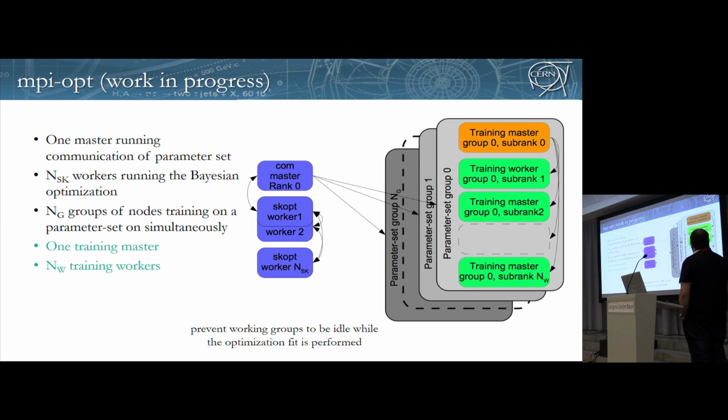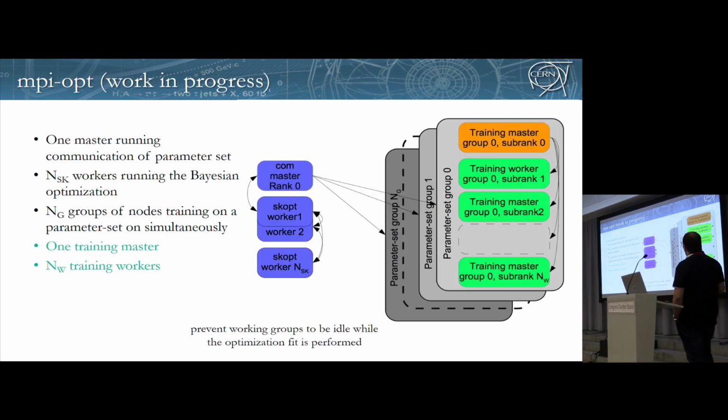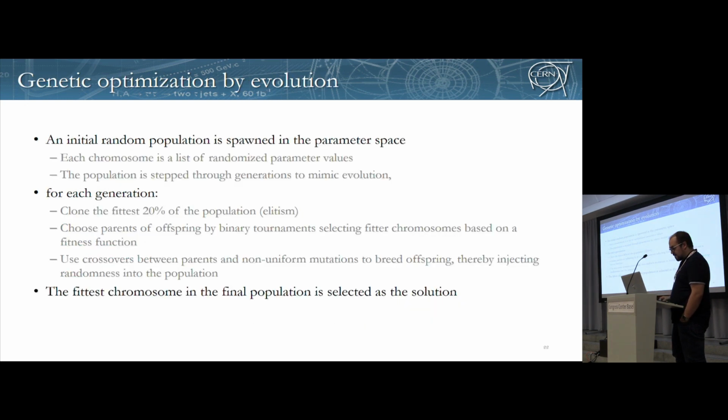Then one more work in progress. All the previous approaches are also limited by the fact that the computation of the next parameter set might take some time. So you might want to offload the computation to some SK-opt workers, so the parameter set groups are never idle. They can get a new parameter set to work on pretty soon. This is to optimize load balancing.